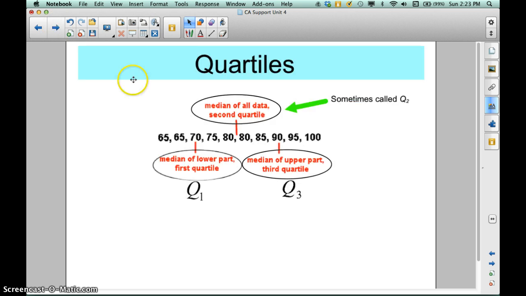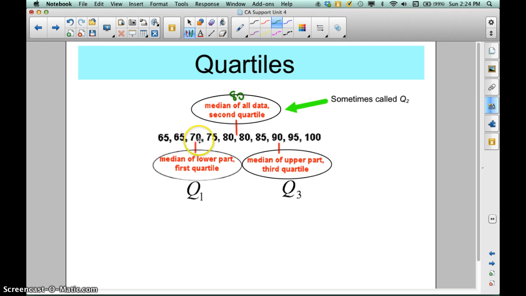Let's take a look at what I mean by quartiles. Here we have a set of data ranging from 65 all the way up to 100. These are already in order, and you can see that there are some numbers that are repeated. The median is the middle of the data, and if you recall when we talked about median, sometimes it's called quartile 2, and that is the exact middle. In this case, the median is 80. So when you look at this set of data, let's see if we can put the 80 there.